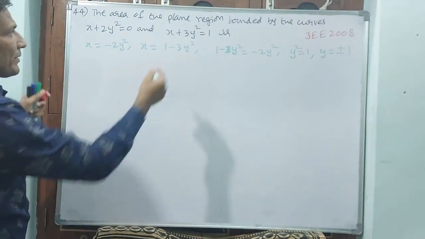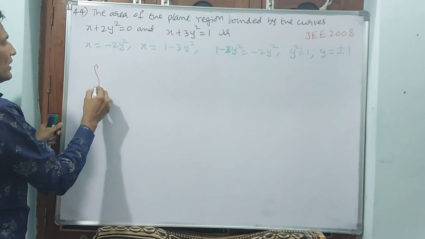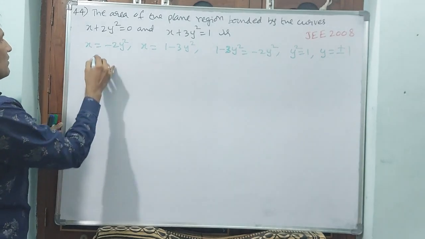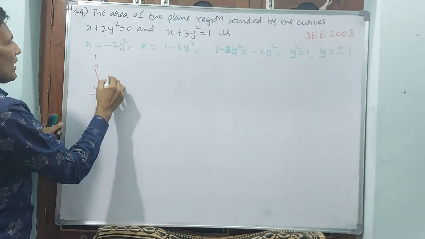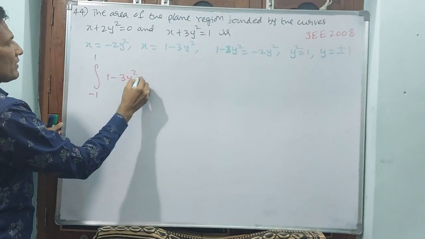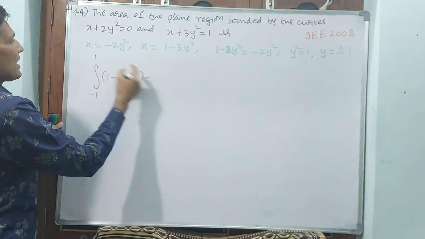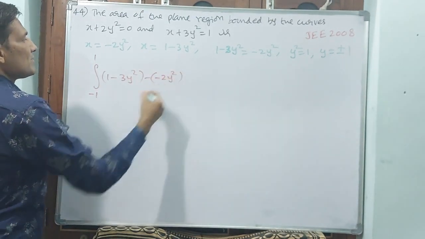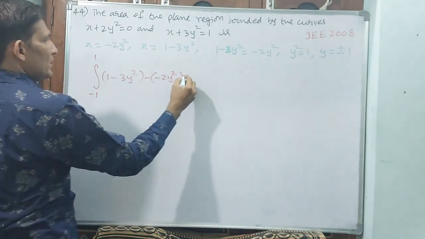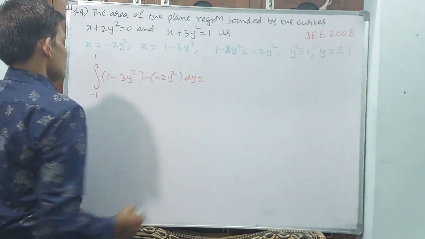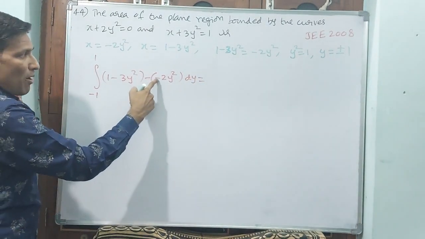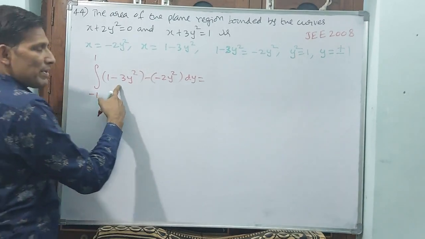Okay. See how I am taking. Area is equal to integral from minus 1 to plus 1 of 1 minus 3y square minus 2y square... Okay, x dy. That is equal to, see if you open, plus 2y square minus 3y square, 1 minus y square.